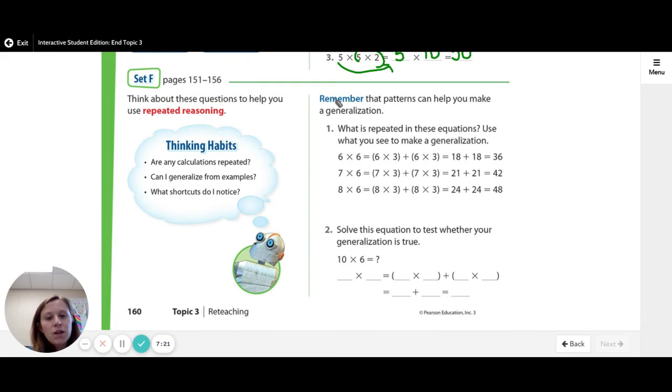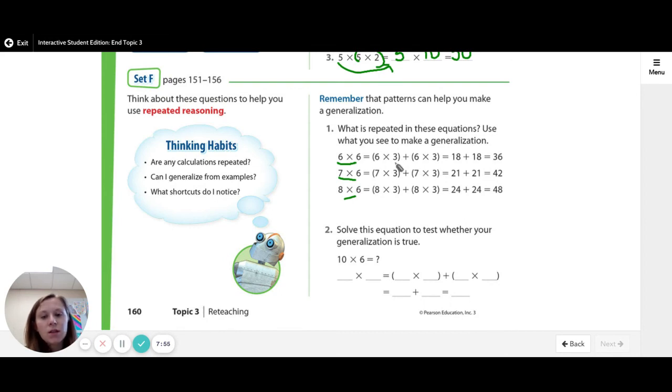So let's look at this side. Remember that patterns can help you make a generalization. What is repeated in these equations? Use what you see to make a generalization. So I see for 6 times 6, I notice 6 times 3 and 6 times 3 is repeated. 18 and 18 is repeated to get to 36. So I notice I am repeating the 2 smaller facts. So for 7 times 6, I could repeat 7 times 3, 7 times 3. 8 times 6, I could repeat 8 times 3 plus 8 times 3 to get 24 plus 24 to get to 48.